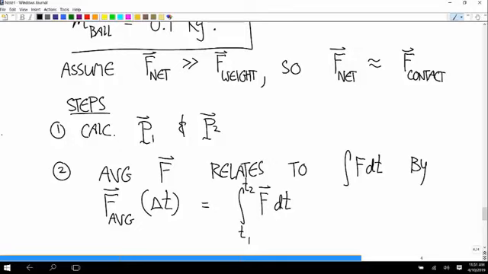But that's pretty much the set of steps for any problem you do. Some problems, it might say that you can neglect the weight force. Some problems, the weight force might be more important, so you have to subtract that out at the end. But this is the basic idea.